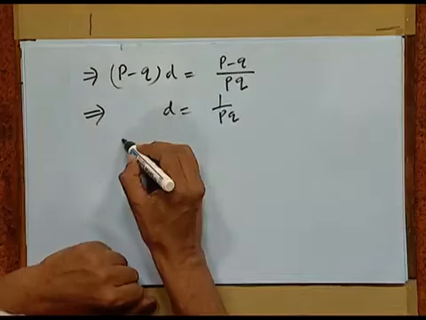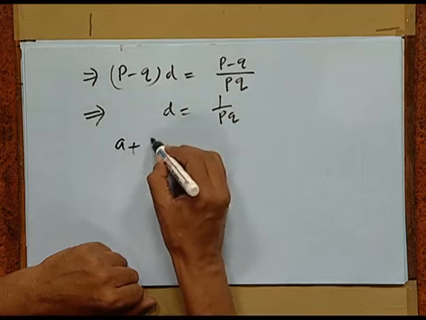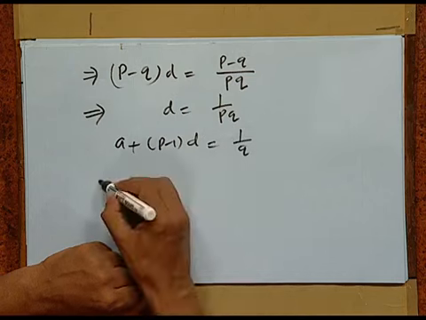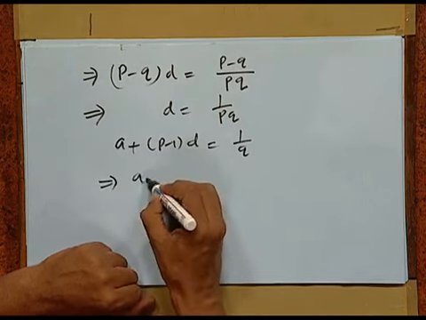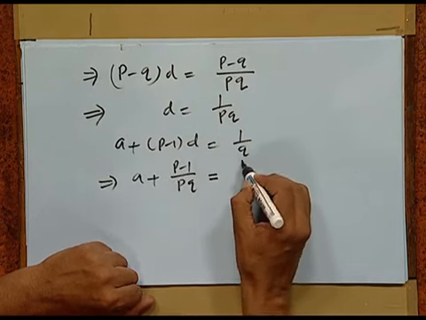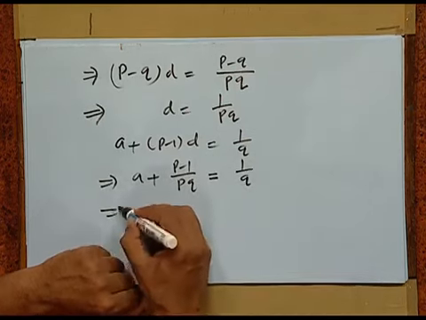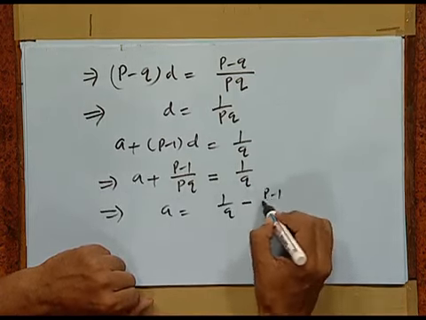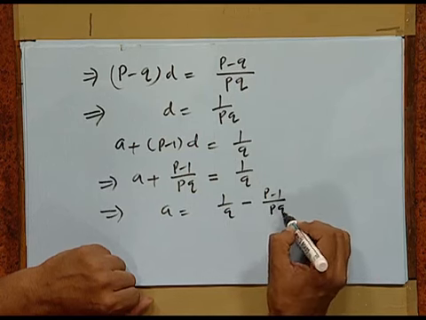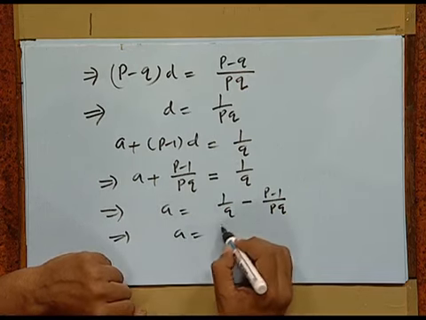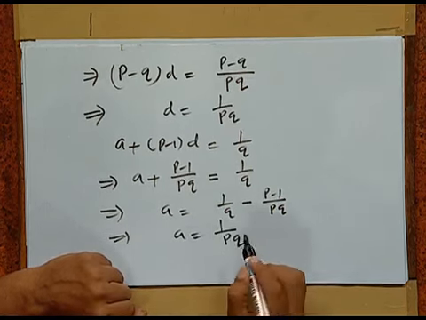For this, we take the equation A plus P minus 1 D is 1 upon Q, which means A plus P minus 1 upon PQ is equal to 1 upon Q, which gives A is equal to 1 upon Q minus P minus 1 upon PQ. Thus, A equal to 1 upon PQ.